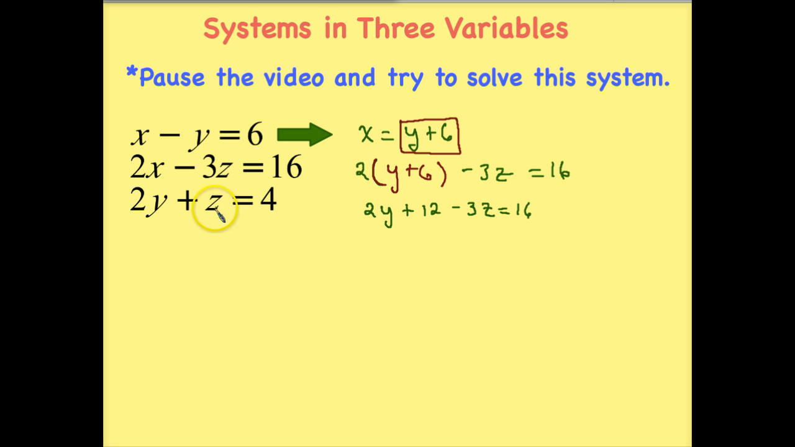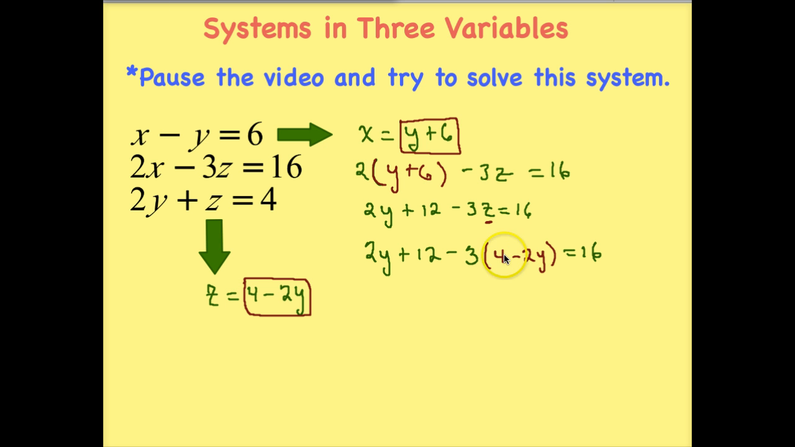If I can isolate this z, perhaps I can get this equation to just have one variable y. So let's go ahead and move the 2y over and isolate z. And here we go. I subtracted 2y to the other side, so now I've isolated z, and I can take what z equals and perhaps plug it in here for this z. So let's go ahead and do that.